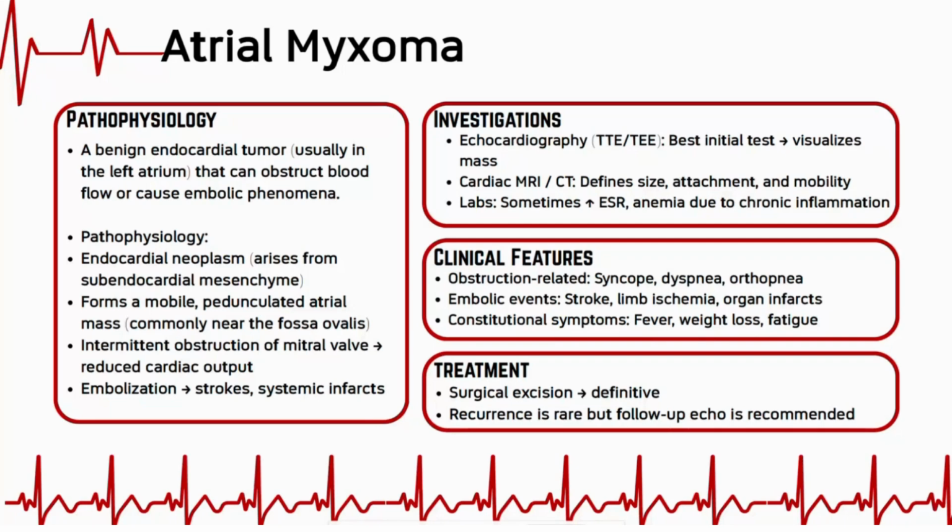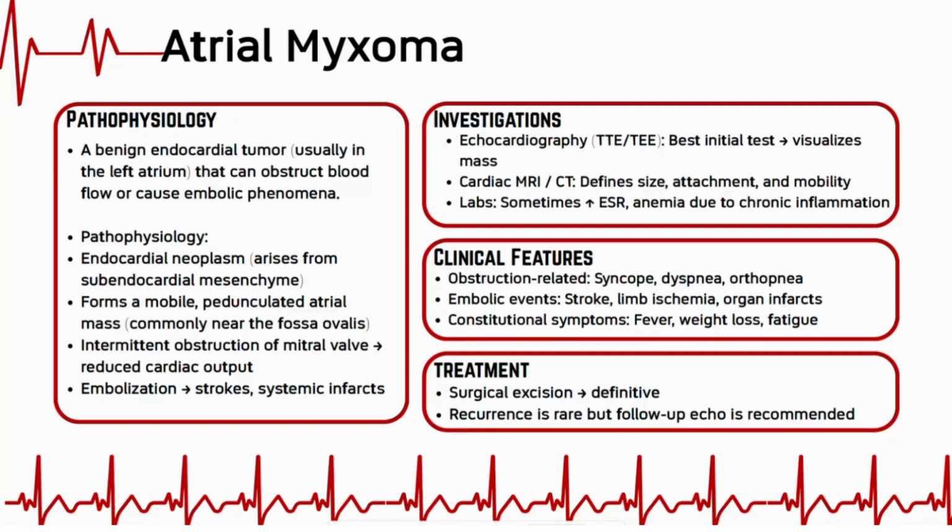In terms of clinical features, mainly they're related with the obstruction. So the obstruction of the mitral valve. So syncope, shortness of breath, orthopnea, so shortness of breath while lying down. These are mainly the things that happen. You can also have embolic events, so strokes, ischemic limb, organ infarcts. It's really bad to have that, but this is also something that could occur. And constitutional symptoms like fever, weight loss, fatigue.